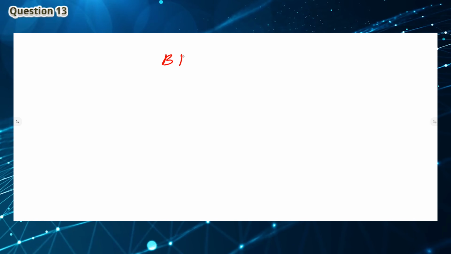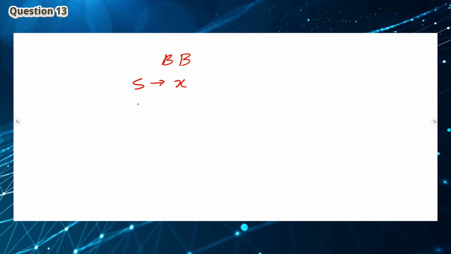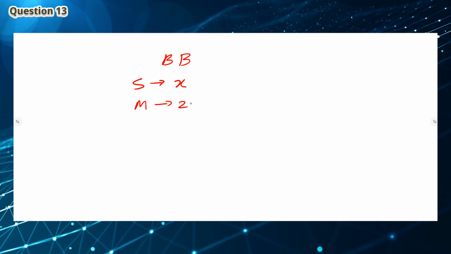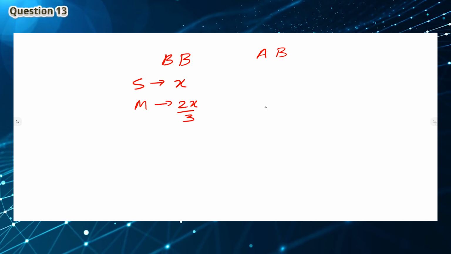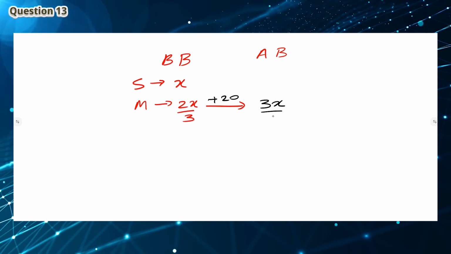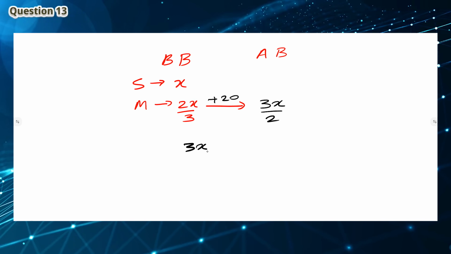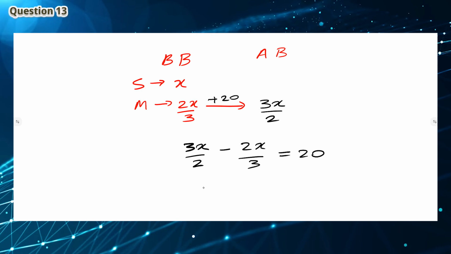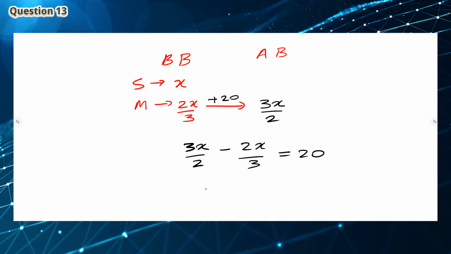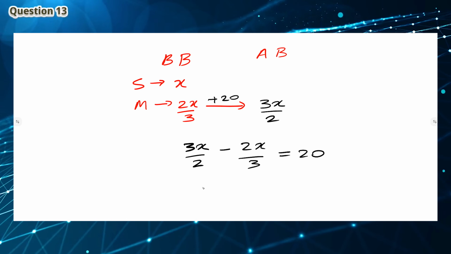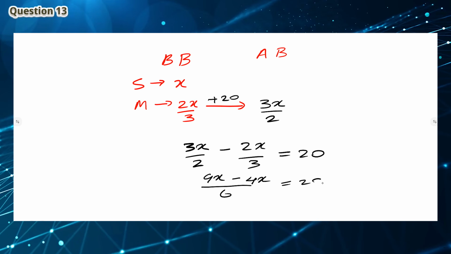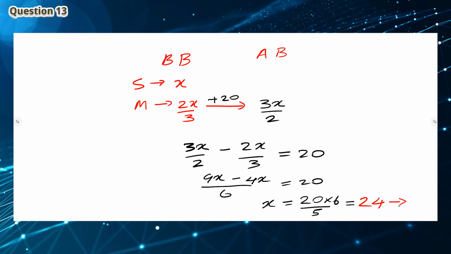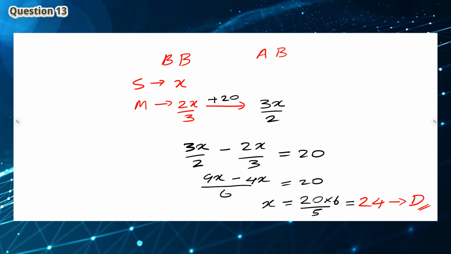If Simon had x cars, then before her birthday, Merle must have had 2 on 3 x cars, and afterwards she had 3 on 2 x cars. The difference between these two values is 20. So we get the equation 3x on 2 minus 2x on 3 is equal to 20. We can solve this to find that x is equal to 24, which means the answer is D.